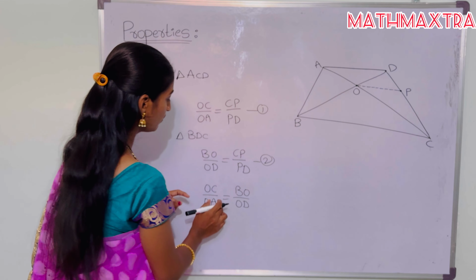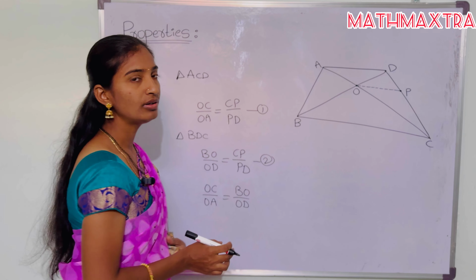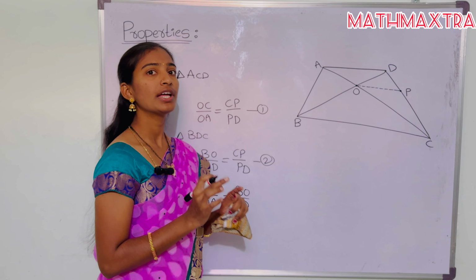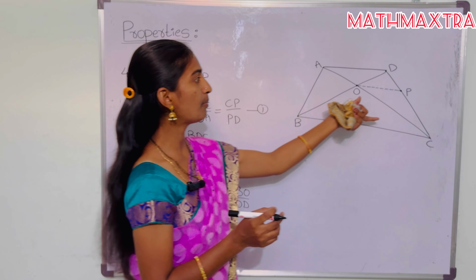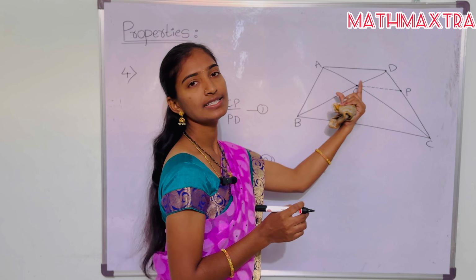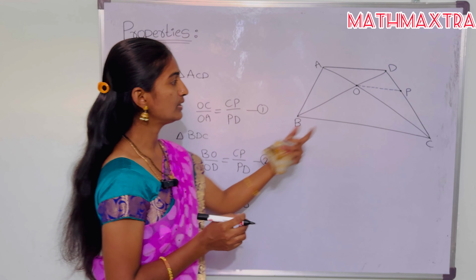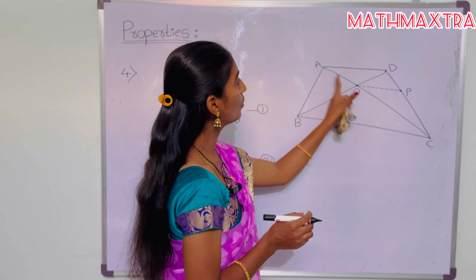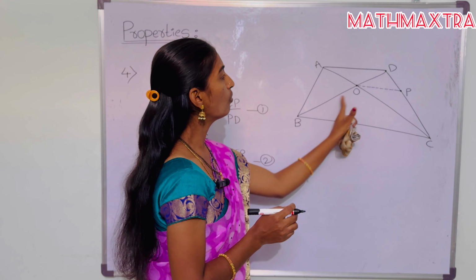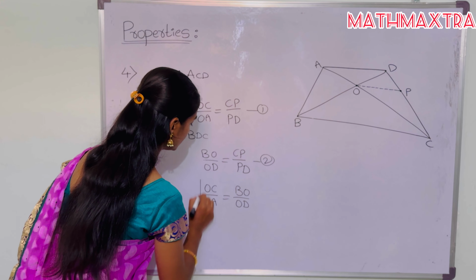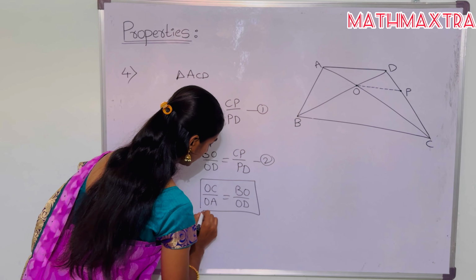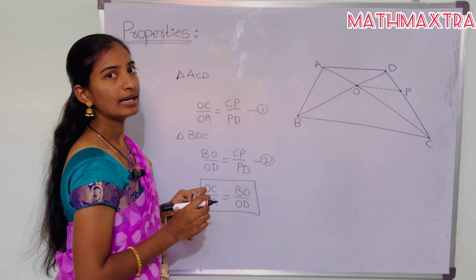So from these, what can we conclude? In a trapezium, the diagonals always intersect in proportion. Means the parts of the diagonals intersect proportionally, which is simply OC by OA is equal to OB by OD. So we can conclude this. This is one more property of a trapezium.